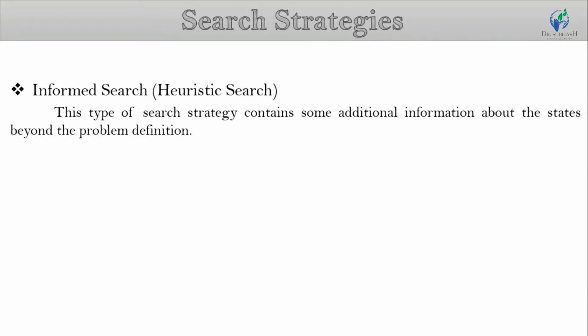Next is informed search or heuristic search. This type of search strategy contains some additional information about the states beyond the problem definition. This search uses problem specific knowledge to find a more efficient solution. This search maintains some sort of internal state via a heuristic function which provides hints. So it is also called heuristic search.